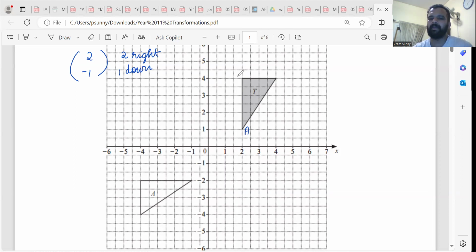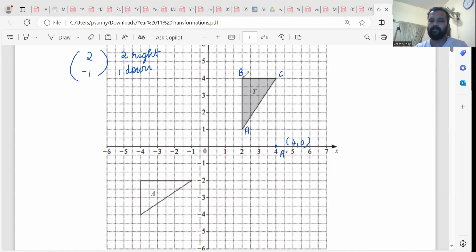First of all, let's label it A, B, and C. Now, we need to move 2 towards right and 1 down for each of them. So from A, we need to move 2 towards right, that means 3, 4, and then 1 down means this will be my A dash. A dash will be 4, 0. Since it is on the x-axis, its y coordinate will be automatically 0.